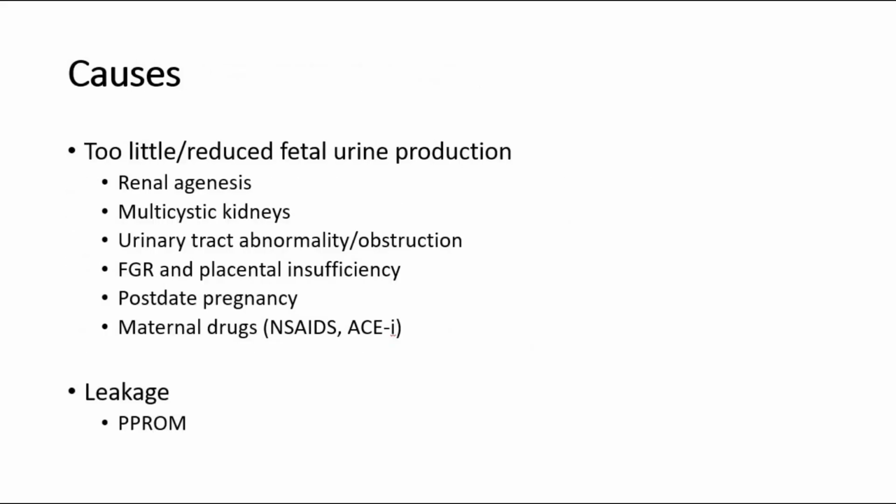So there are some causes of oligohydramnios, where it can be due to too little or reduced production of fetal urine, and it can be caused by renal agenesis, multicystic kidneys, any abnormality or obstruction in the urinary tract of the baby, fetal growth restriction and placental insufficiency. It can be caused by post-dates pregnancy as well, and maternal drugs like NSAIDs and ACE inhibitors. It can also be caused by leakage of the liquor, for example, preterm pre-labor rupture of membrane can cause oligohydramnios as well.